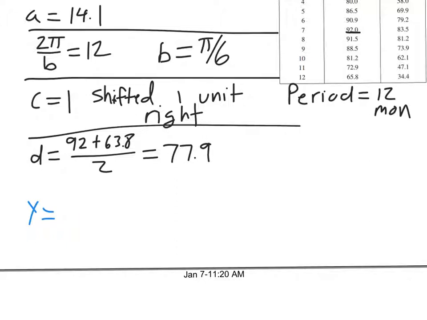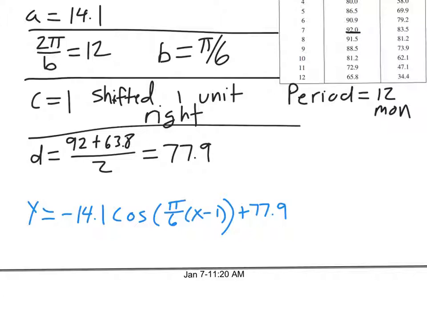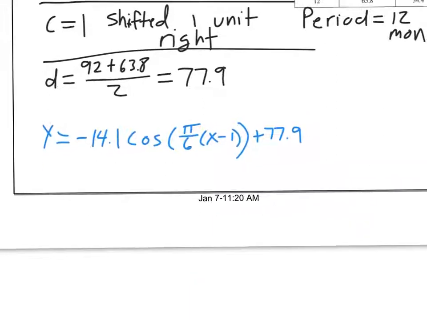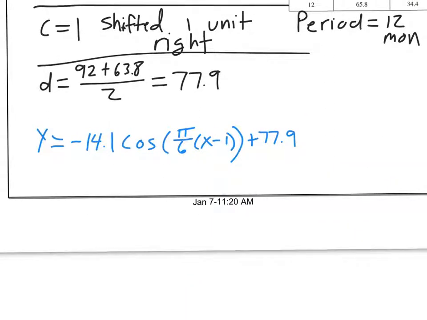Again, to put it at the bottom, I have to do the negative. So negative 14.1 cosine. This part gets really, really picky. With my horizontal stretch, I have to do pi over 6. And then x minus 1, that will give me my shift of 1 unit right in parentheses. Plus 77.9, and that's going to be a pretty darn good weather model.